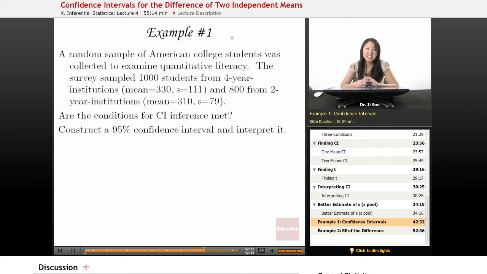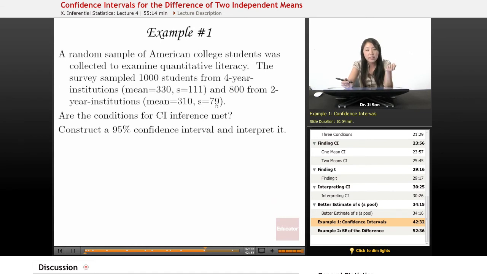Okay, so now let's go into some examples. A random sample of American college students was collected to examine quantitative literacy, so how good they are at reasoning about quantitative ideas. The survey sampled 1,000 students from four-year institutions. This was the mean and standard deviation, and 800 from two-year institutions. Here's the mean and here's the standard deviations.